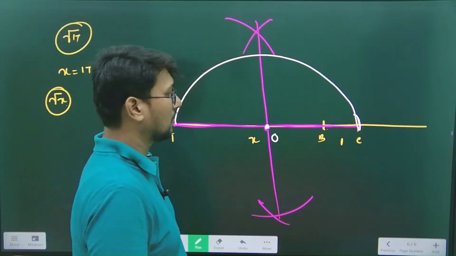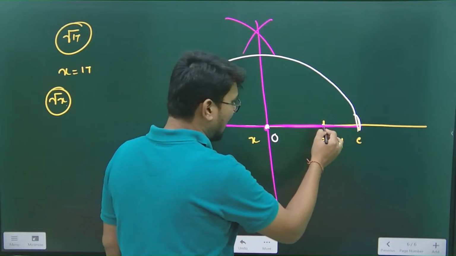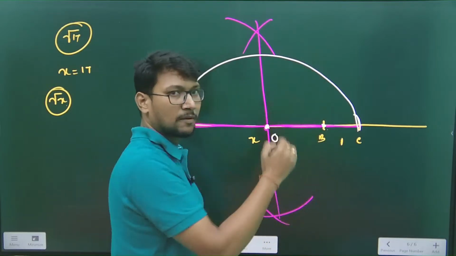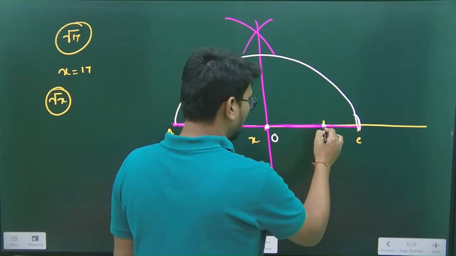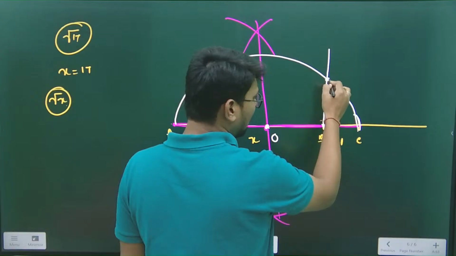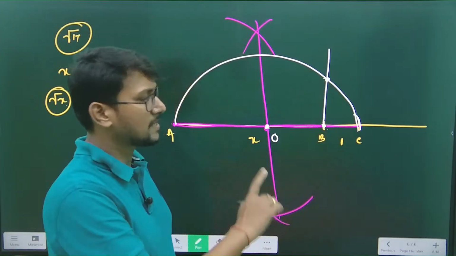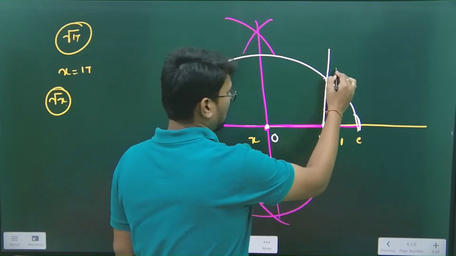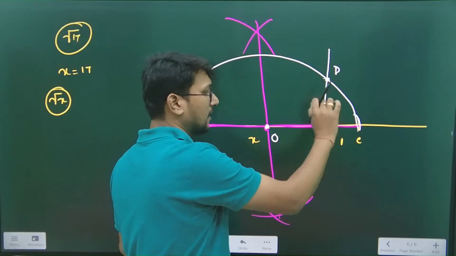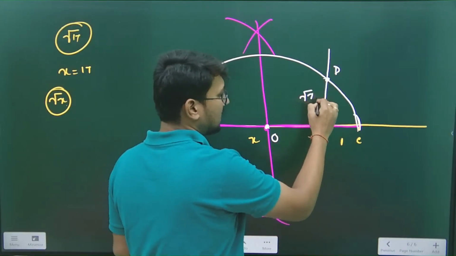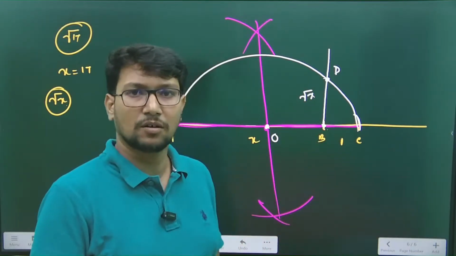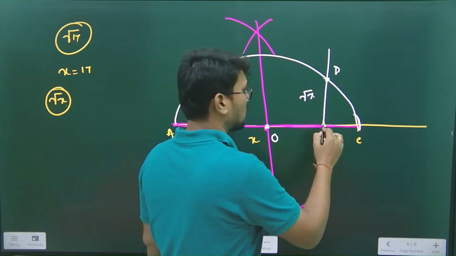Done. Okay. Then at point B, by the help of protractor, draw a perpendicular. By the help of protractor, draw the perpendicular and you produce this line. Wherever this will meet the semicircle, you put that name is D. This BD is your root x. Means you wanted to take 17, so that is root 17. Okay, so BD is root 17.